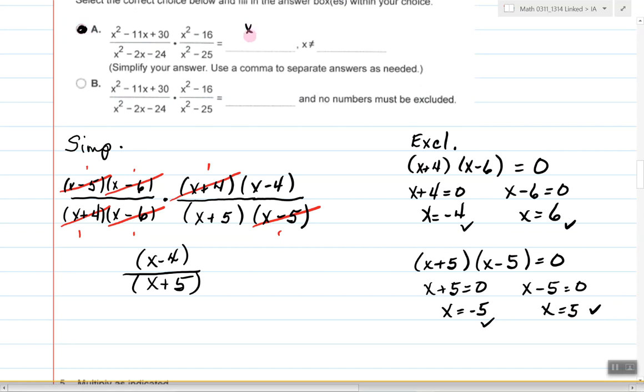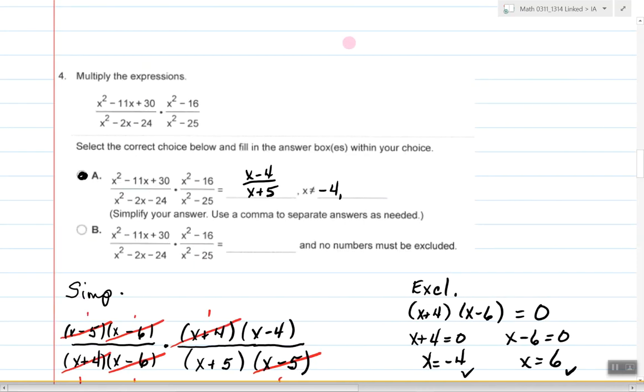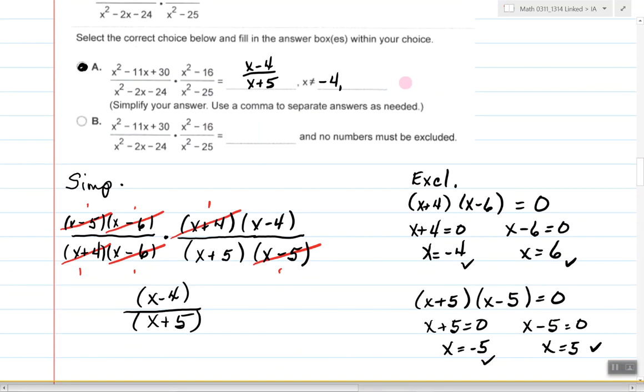My answer is x minus 4 over x plus 5 with domain exclusions of, doesn't matter about the order, negative 4, positive 6, negative 5, and positive 5. Once again, doesn't matter about the order. The exclusions come from the denominators before any canceling or dividing out takes place.